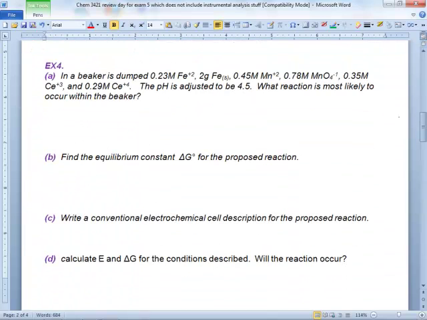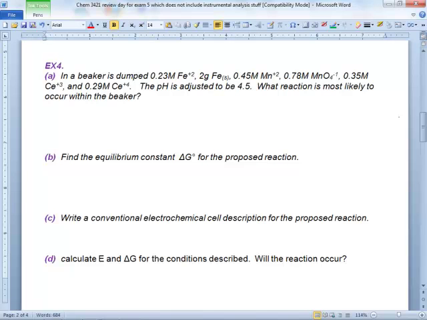Okay. You okay with EX3? All those will work, yep. In a beaker is dumped 0.23 molar iron 2, 2 grams iron solid, 0.45 molar manganese 2, 0.78 molar permanganate. Look at all this stuff, right? The pH is 4.5. What reaction is most likely to occur within the beaker? I could have given you more and more stuff. I just got tired of typing. What's the game plan for something like that?